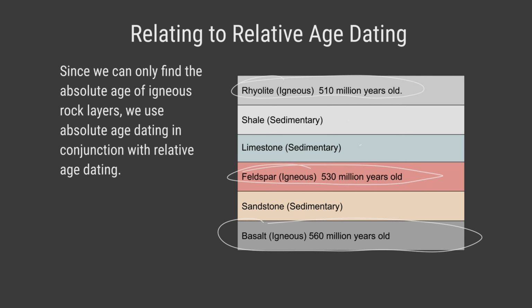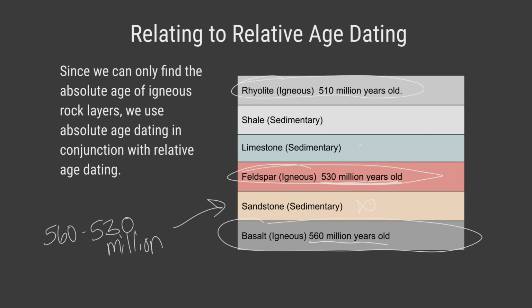So I don't know how old this sandstone is exactly from testing it, but if the basalt is 560 million years old below it, and the feldspar is 530 million years below it, I now have a range. That layer of sandstone is between, so this layer of sandstone is between 560 and 530 million years old. So often when we find a layer of sedimentary rock, and maybe the fossils that come in it, maybe there's, I can draw a little simple fish, maybe there's a fossil fish in here.